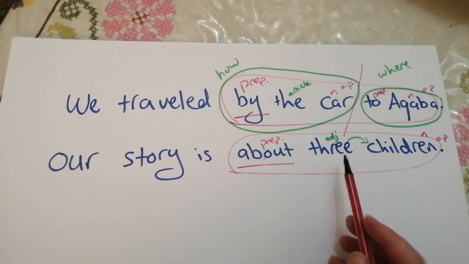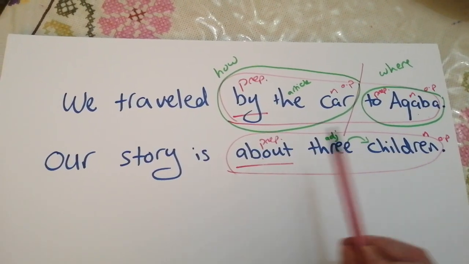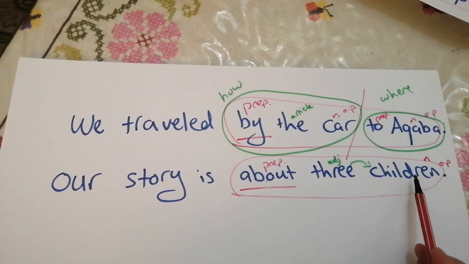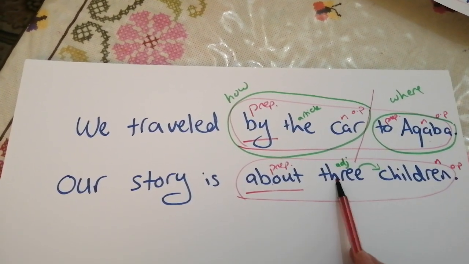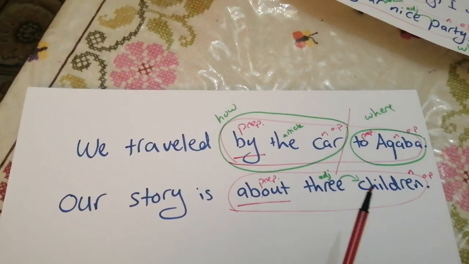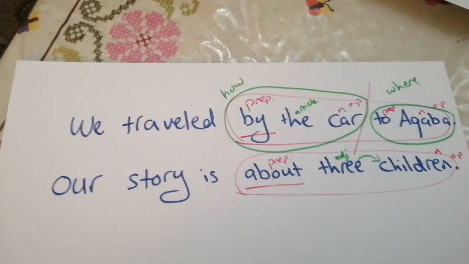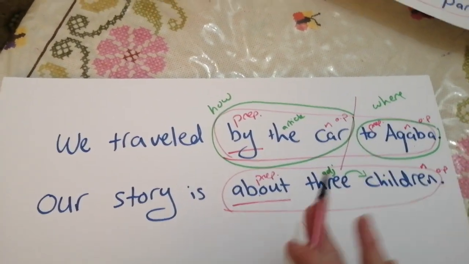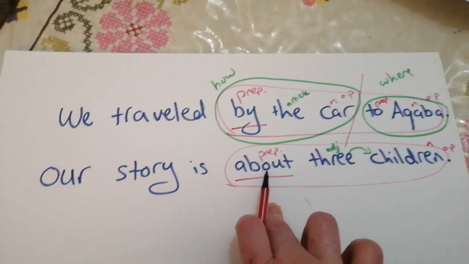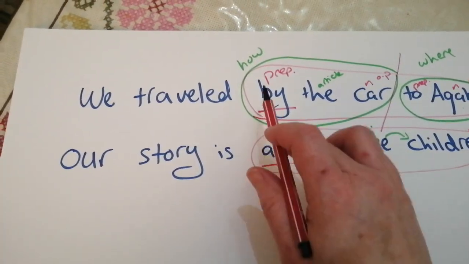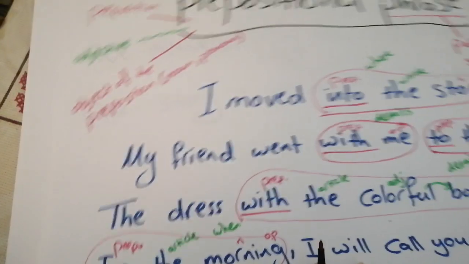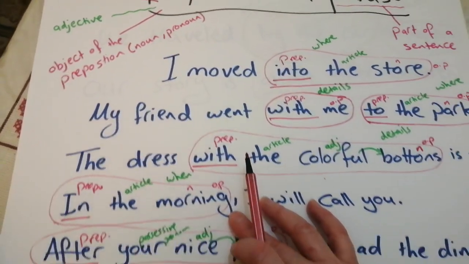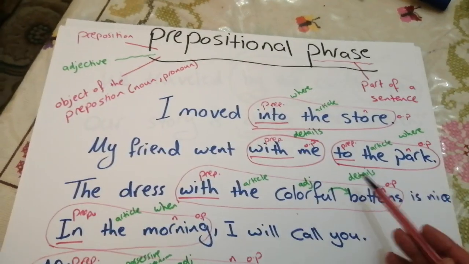So here we have the prepositional phrase about 3 children. It starts with the preposition about. It ends with the object of the preposition children, and between them we have the adjective that describes children. So again, phrase means part of the sentence, not the whole sentence. It starts with the preposition. That's why we call it a prepositional phrase, because it starts with a preposition. It ends with the object of the preposition, and it could be a noun or a pronoun, and between them we may have adjectives, we may not.